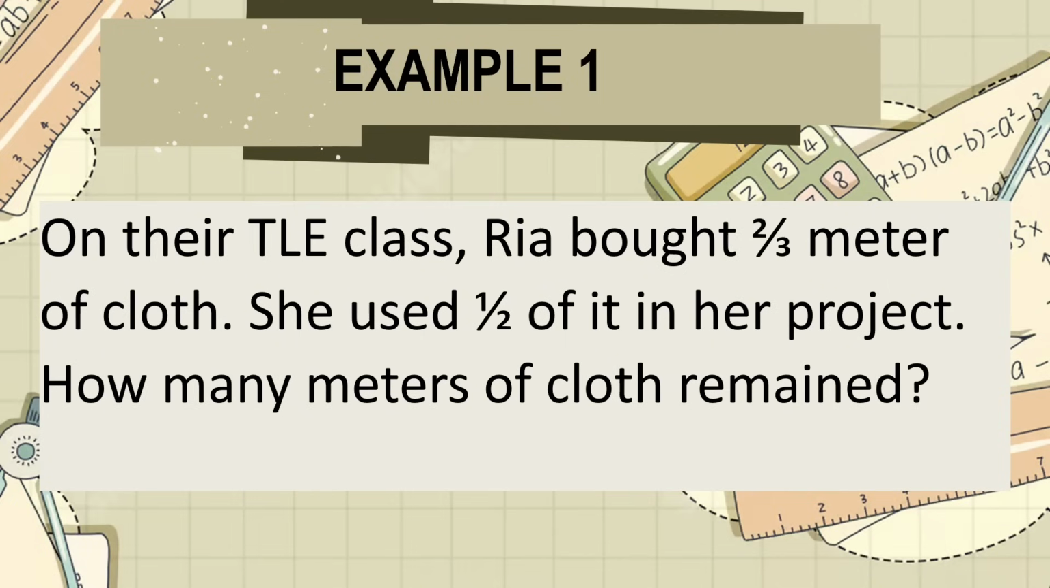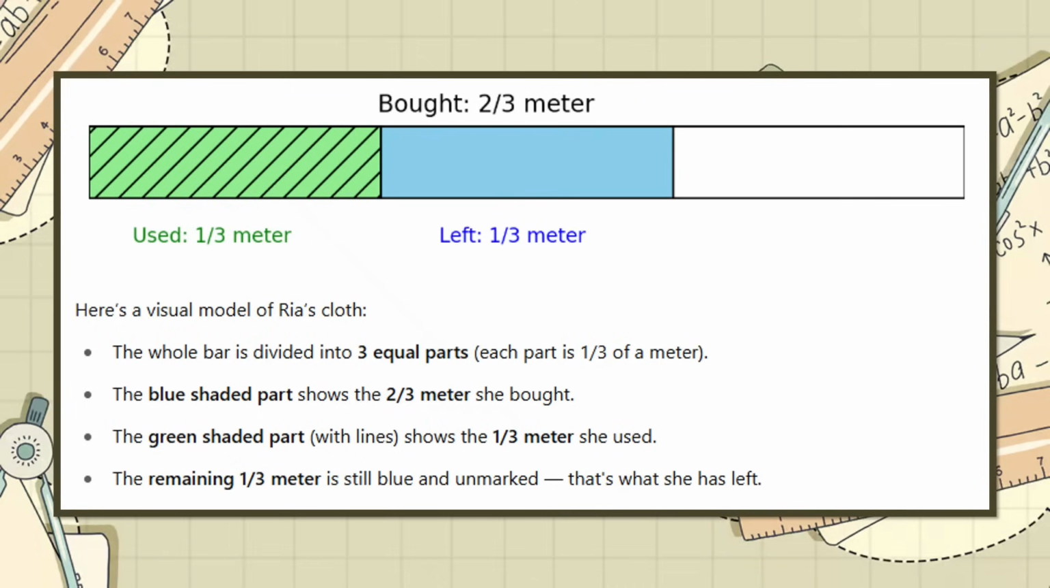Okay, so we have here an example. For example 1, in their TLE class, Ria bought 2/3 meter of cloth. She used 1/2 of it in her project. Now, how many meters of cloth remained? So let's try to visualize and use visual models for this example. We have here Ria's cloth, and she bought 2/3 meter. So she used 1/3 meter and left 1/3 meter.